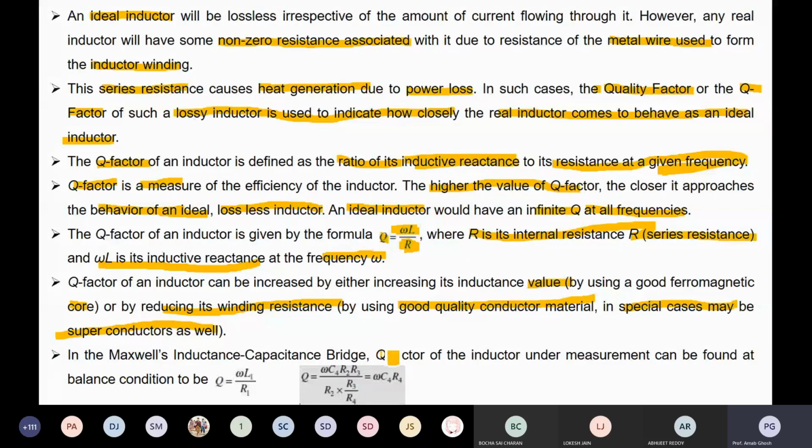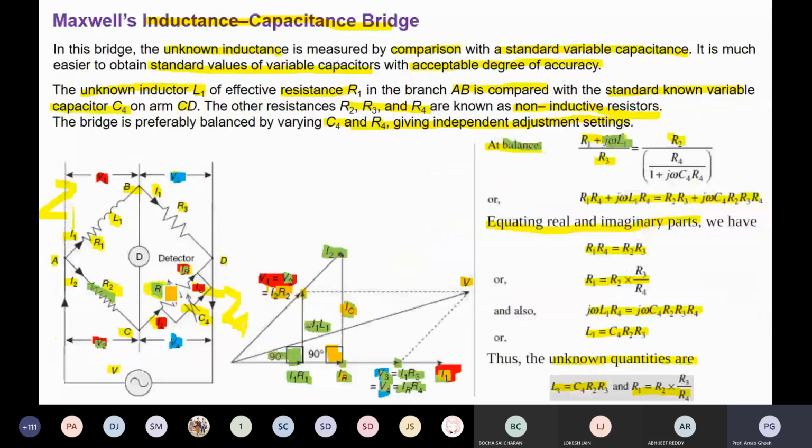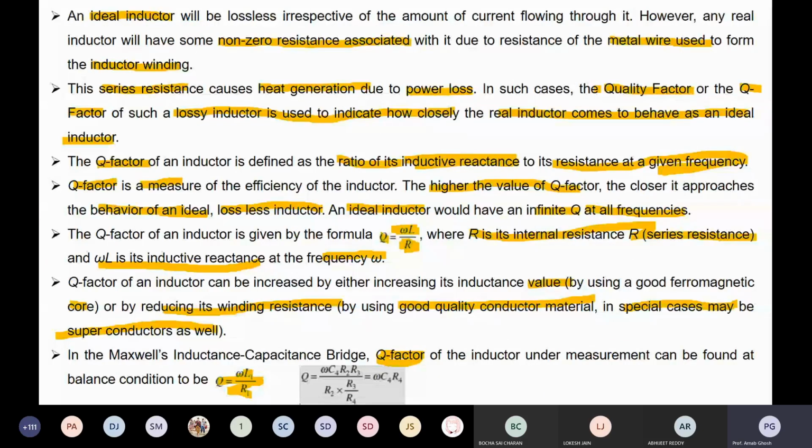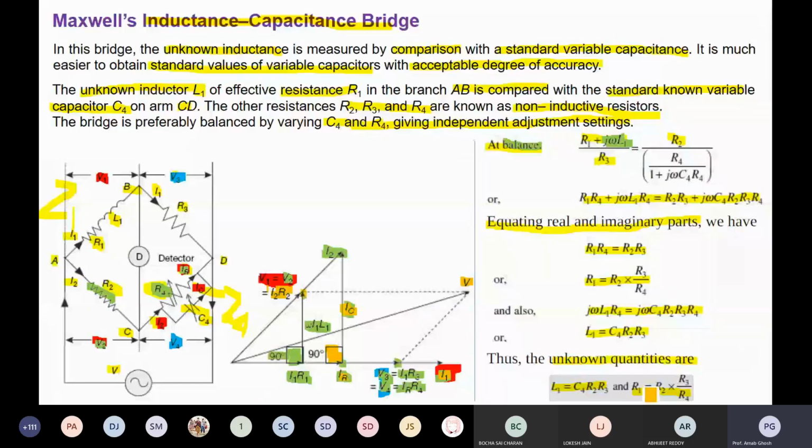That's why it is written that the Q factor of the inductor under measurement can be found at the balance condition. So definitely it should be in balance condition. Sometimes the question may be asked to find out the value of Q for the ideal cases, and in that case you have to solve such a problem numerically.